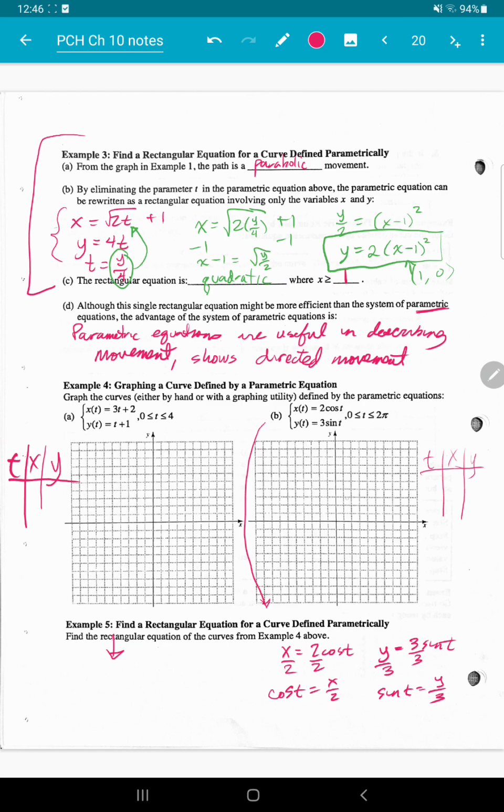Once you have understood what this graph looks like, we're actually going to do a play off of trig equations. We know from before that sine squared plus cosine squared is equal to 1. So just substituting our equations in now, we can see that we get (y over 3) squared plus (x over 2) squared is equal to 1. And in turn, this is going to give us basically x squared over 4 plus y squared over 9 equals 1. So there is your rectangular equation.